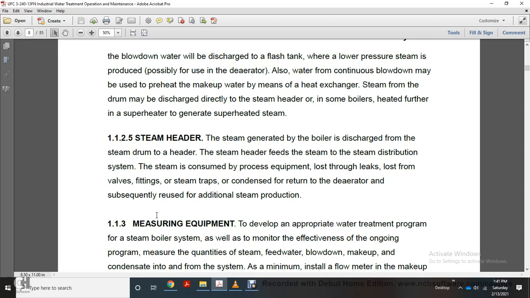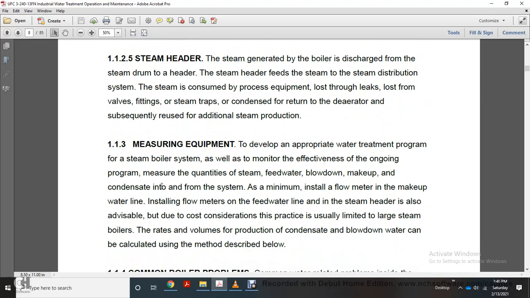Steam is consumed through the process equipment, lost through leaks from valves, fittings, steam traps, and condensate return to the deaerator. Subsequent retrieval reduces additional steam production.